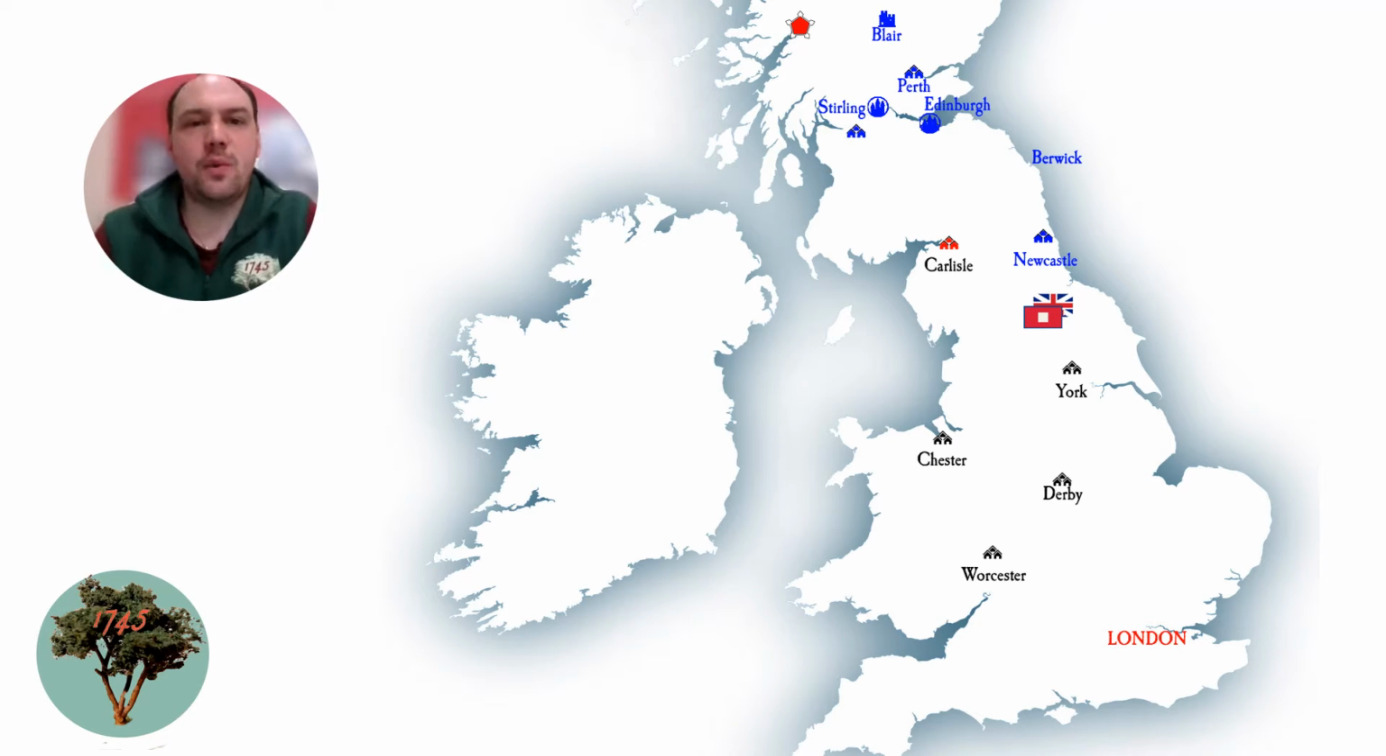So just to remind you where we are in our campaign, we're now in County Durham, where the main Jacobite army, led by Charles Edward Stuart, having recently taken Newcastle and consolidated its position there over Christmas, is trying to outflank the army of the Duke of Cumberland in order to break the deadlock in the northeast of England.